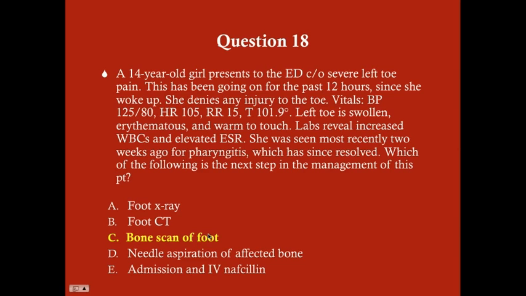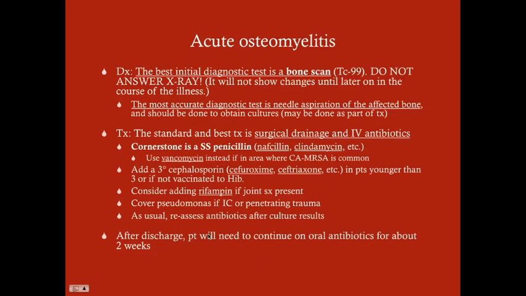So bone scan of the foot is the best initial diagnostic test for acute osteomyelitis. X-ray is not, because it's not going to show changes until roughly a week into the illness. Now, the most accurate test, and what we're going to ultimately have to do, but what we prefer to wait to do because it's an invasive test, is a needle aspiration of the affected bone. So the best initial diagnostic test is bone scan, which if it comes back positive, then we're going to get a needle aspiration of the affected bone.